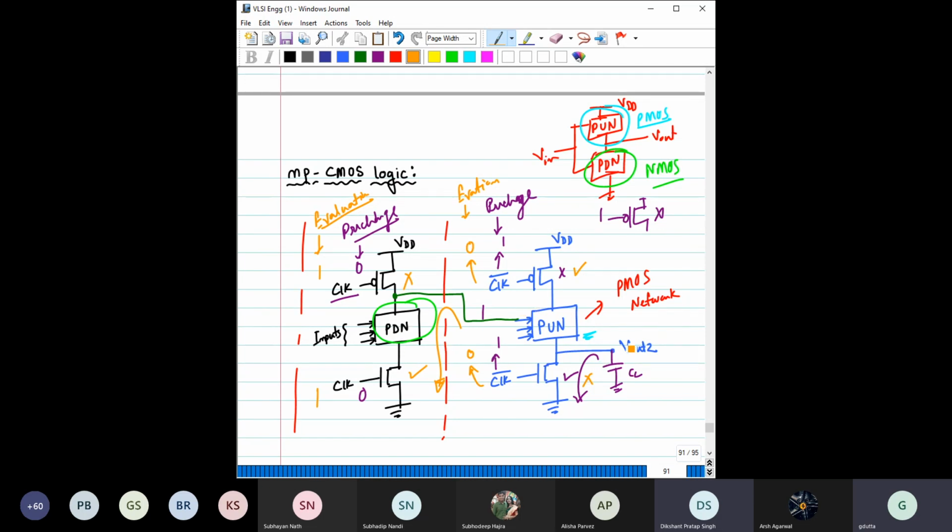Okay, but see what is happening here. Depending on these values in the evaluation phase, this is already off, right? So there is no question of further discharge, right? But this transistor is on. So depending on whether this pull-up network is passing, meaning allowing the current to flow through or not, this capacitor will charge, right? So basically the issue, I think you are able to understand, right?